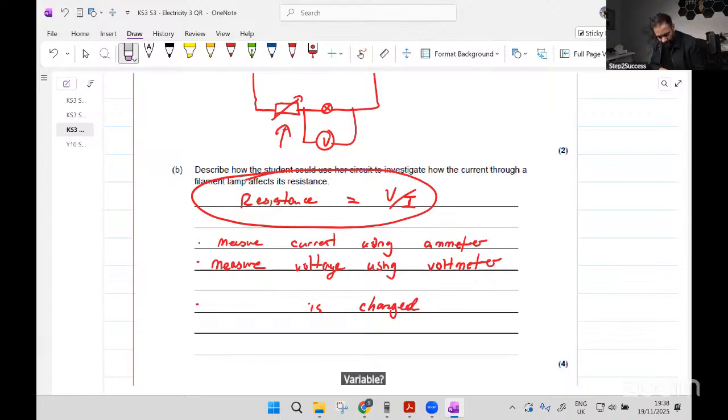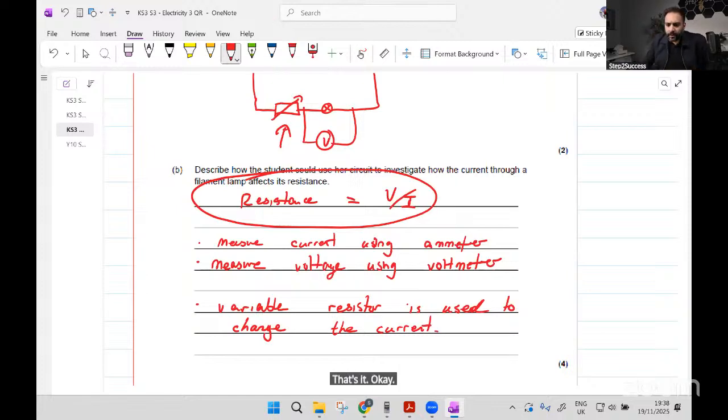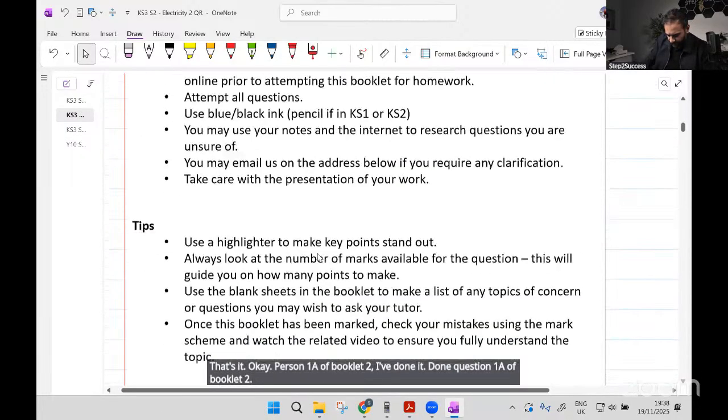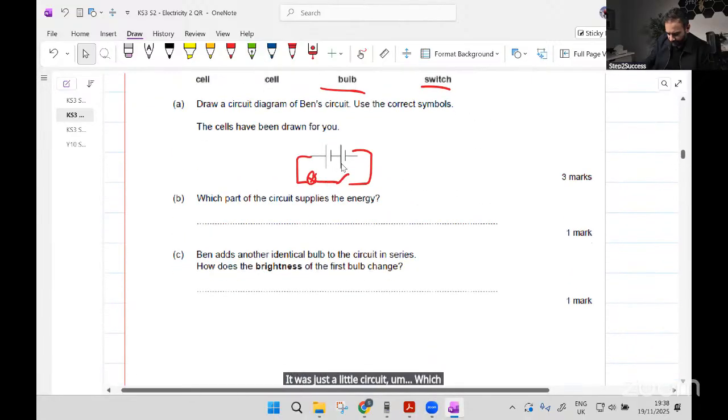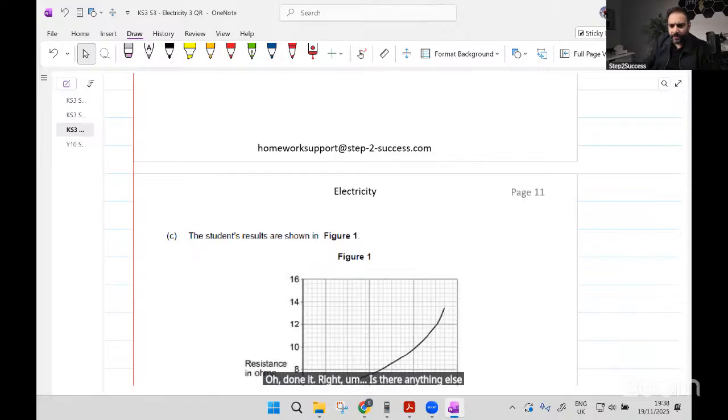Variable resistor. That's it. Question 1A of booklet 2, I've done it. It was just a little circuit, which was like this, and that was it. I've done it. Right. Is there anything else from booklet 3?